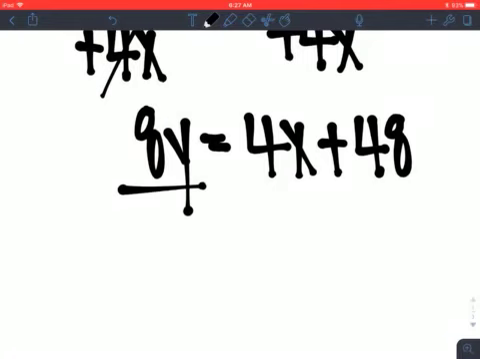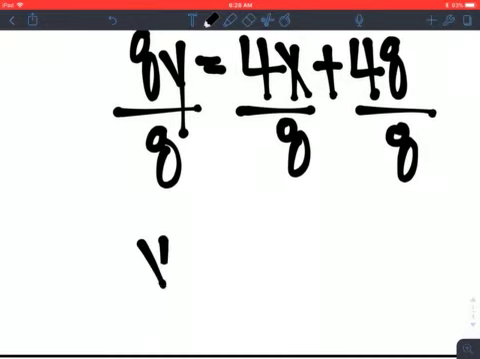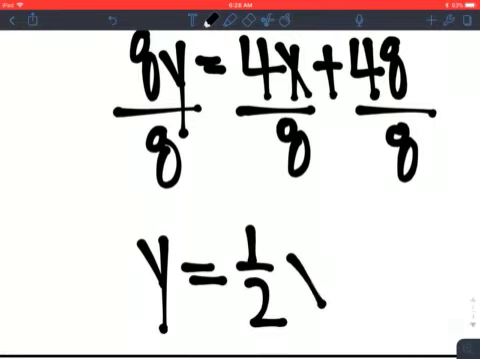After that, you divide every single term by that 8. And now we simplify and we get y is equal to. So once again, we have to simplify the 4 over 8, which is going to be 1/2 x plus 6.